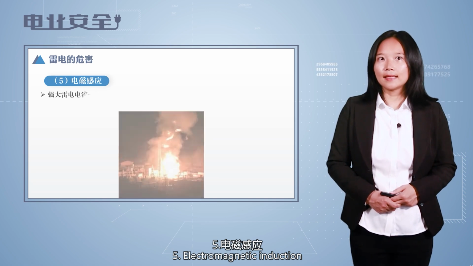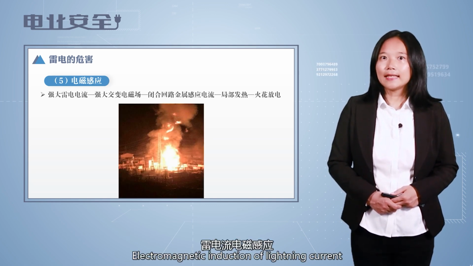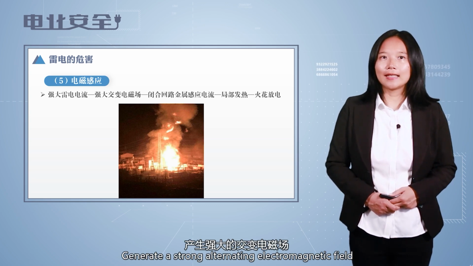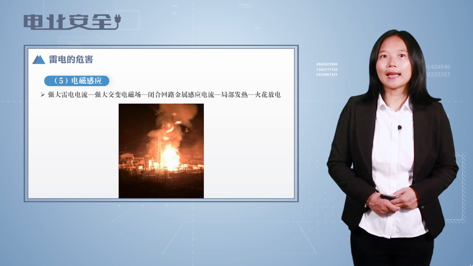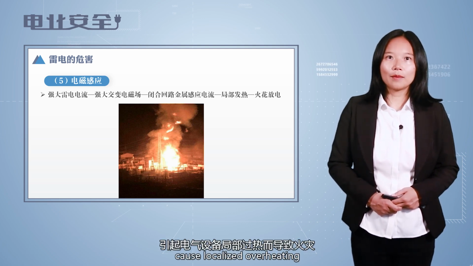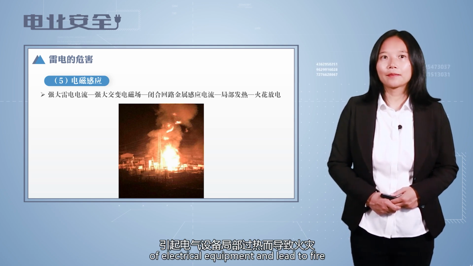Fifth, electromagnetic induction. Electromagnetic induction of lightning current will generate a strong alternating electromagnetic field around the lightning strike point. The induced current can cause localized overheating of electrical equipment and lead to fire.